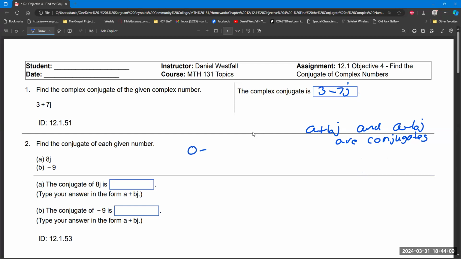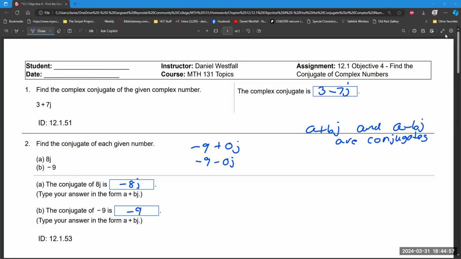This first one is 0 plus 8j. So its conjugate pair is going to be 0 minus 8j, and we don't need the 0. So we can just write negative 8j. And then the second one is negative 9 plus 0j. And its conjugate would be negative 9 minus 0j, but plus or minus 0 is the same thing. So there really is no conjugate pair for that. It's just negative 9.